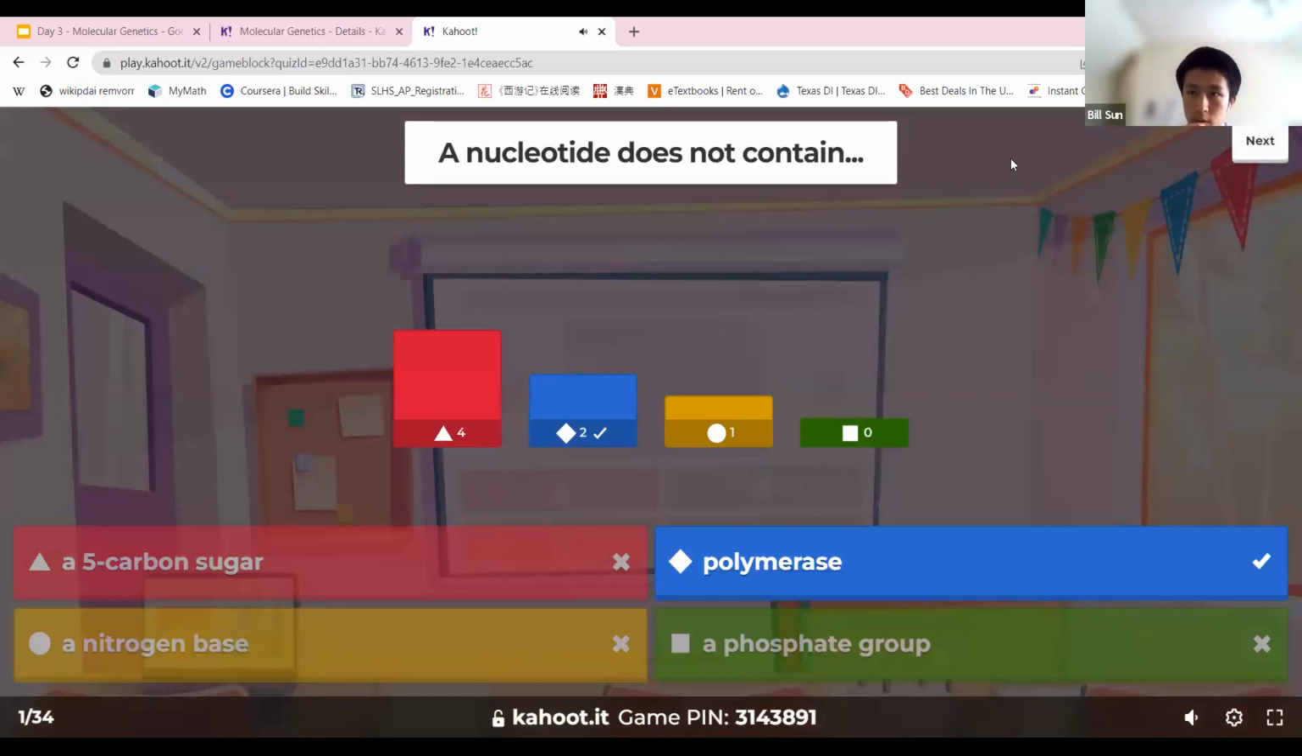I mentioned this during the lesson, but a DNA nucleotide contains a five carbon sugar known as deoxyribose. The other kind is RNA. RNA nucleotides contain ribose, which is also a five carbon sugar.